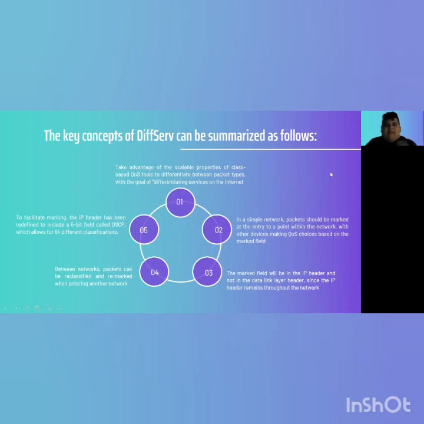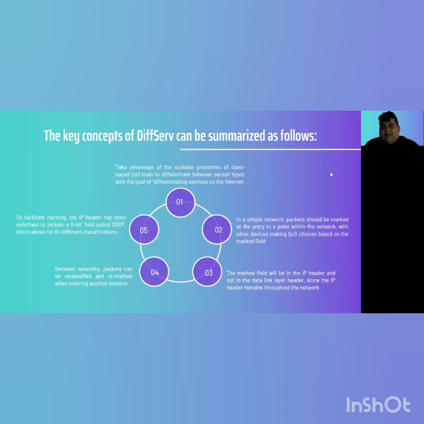The key concepts of DiffServ can be summarized as follows. There are five, and we start with the first one. Take advantage of the scalable properties of class-based QoS tools to differentiate between packet types, with the goal of differentiating services on the internet. The second one, in a simple network, the packet should be marked at the entry point to the network, with other devices making QoS choices based on the marked fields.